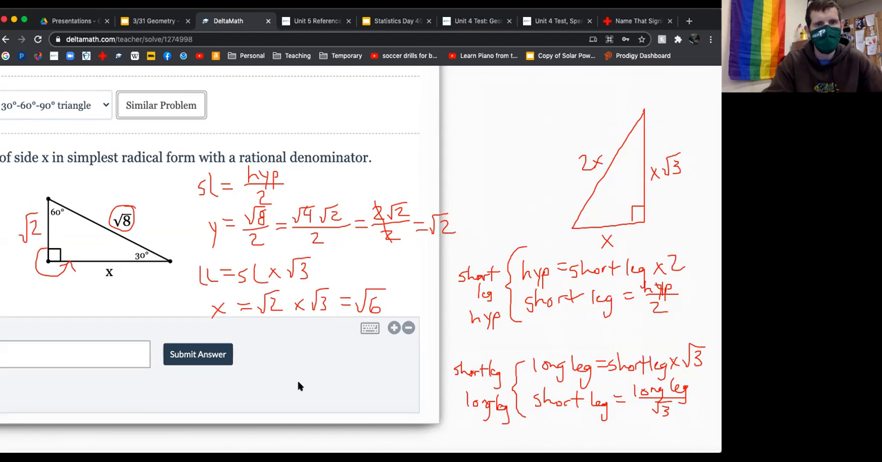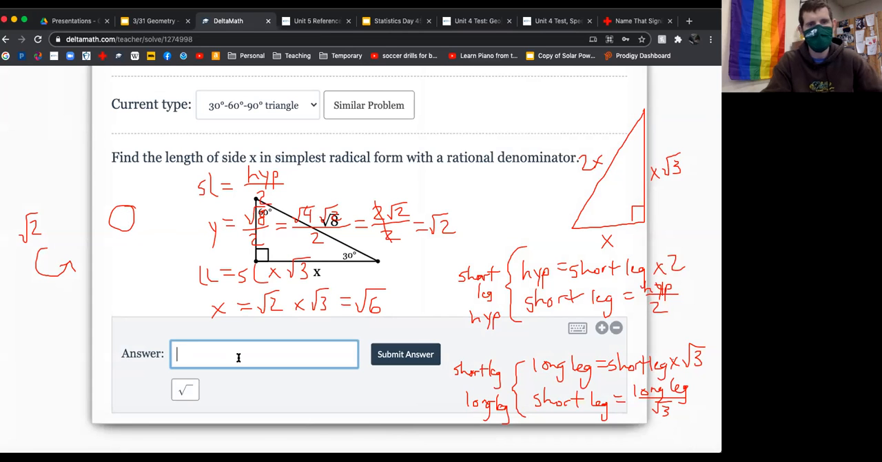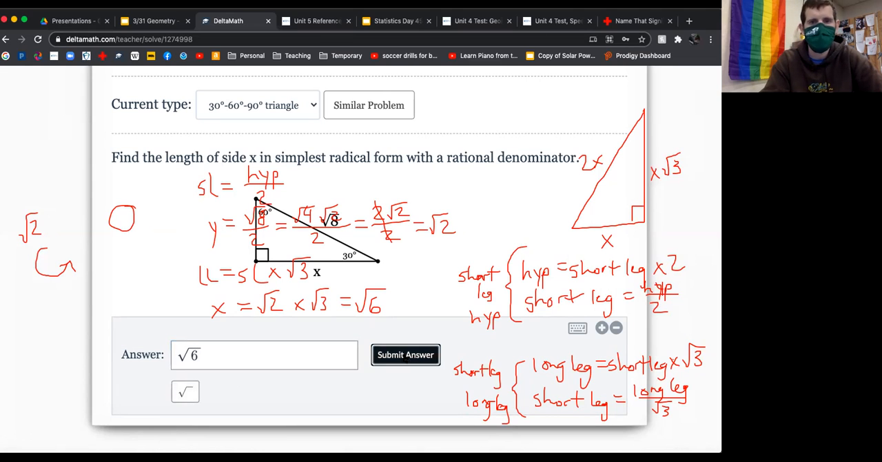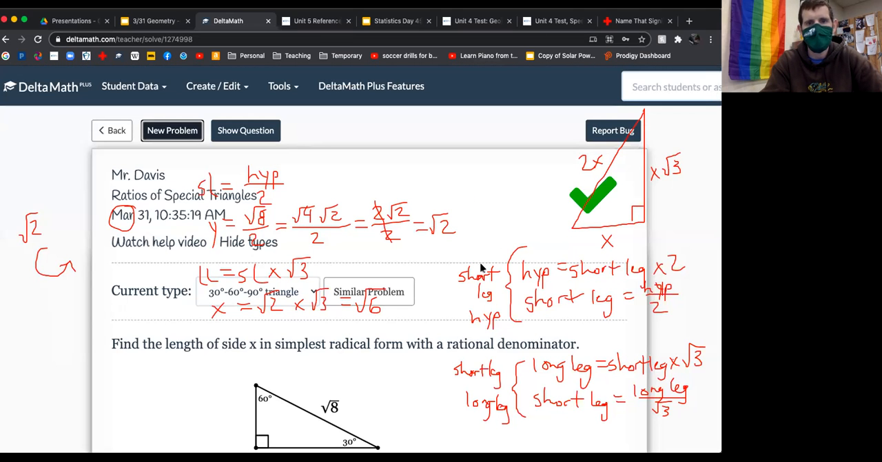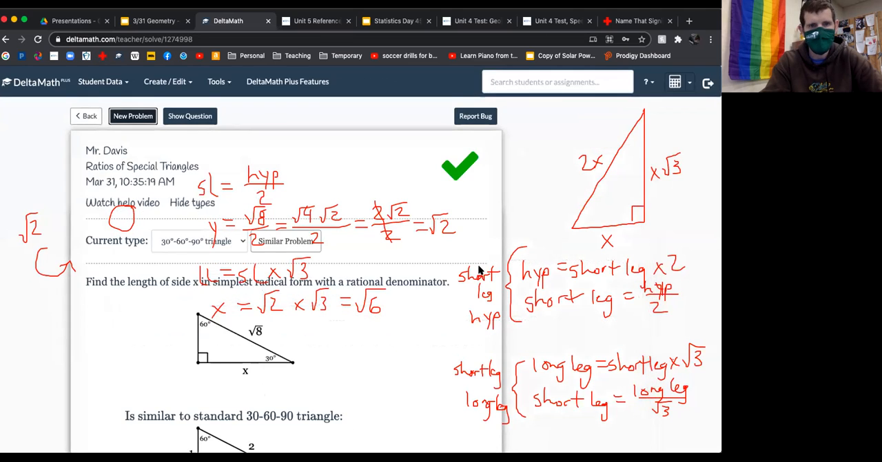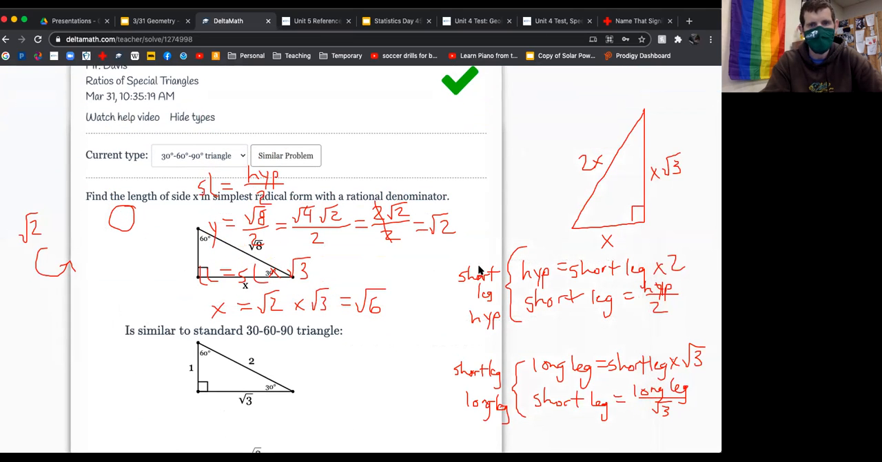So there we are. Let me go ahead and plug that in. It's going to be square root of 6. Hope I didn't make a mistake here. And we got the green check mark. Okay, we're good. So that is how we can run through this.